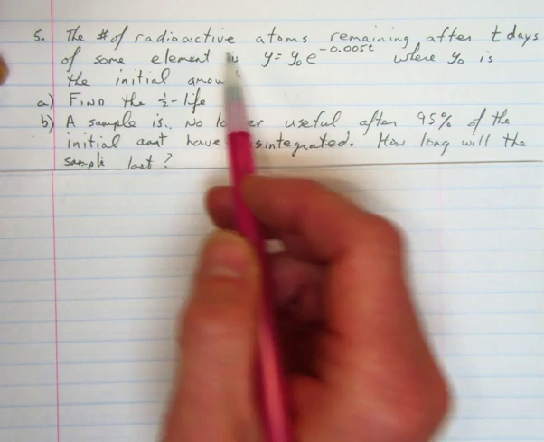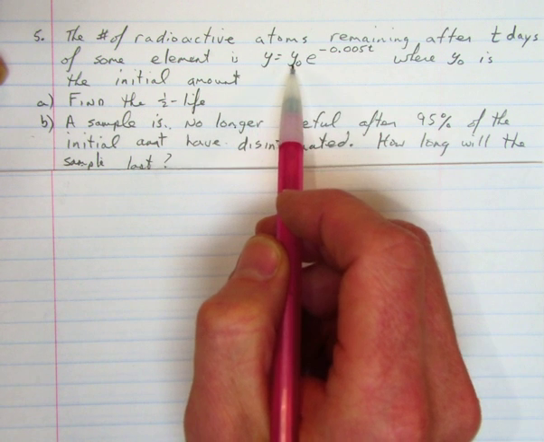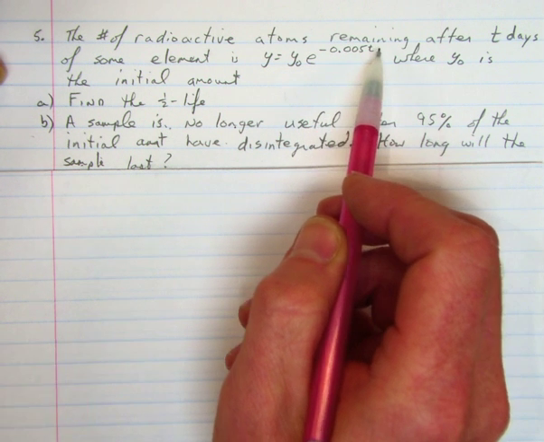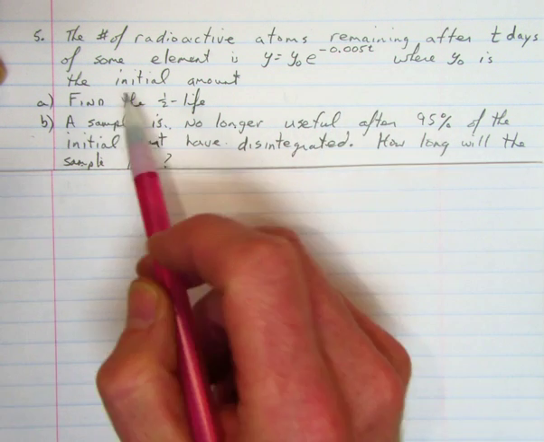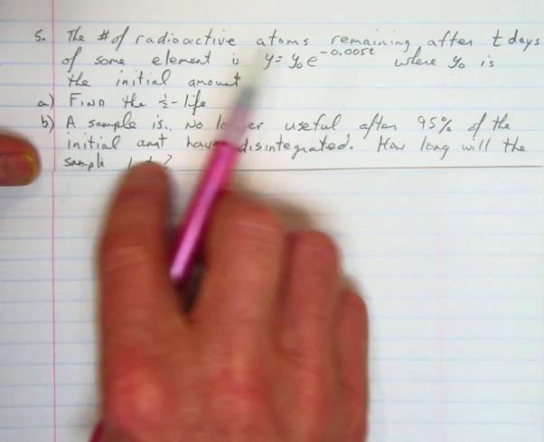The number of radioactive atoms remaining after t days of some element is y equals y sub 0 e to the negative 0.005t, where y sub 0 is the initial amount. Find the half-life. We can do this a couple of different ways.